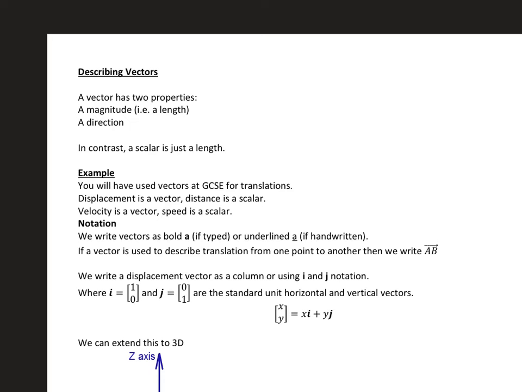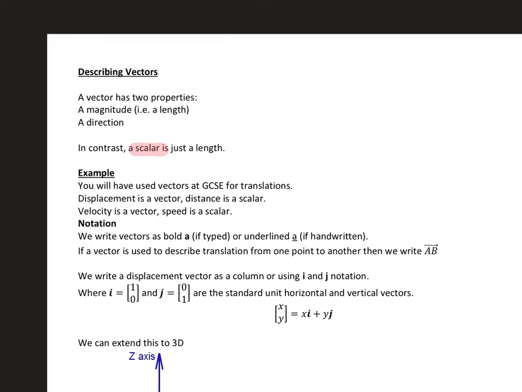Okay, just to recap. So we should know that a vector has two properties. It has a magnitude, which just means its length, so how long is this vector, and it has a direction. So what direction is the length going in? In contrast to that, a scalar is just a length. So if I'm talking about a scalar, I'm just talking about a length, so just a number. If I'm talking about a vector, it's a number with a direction.